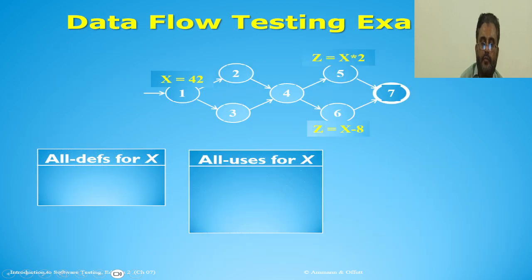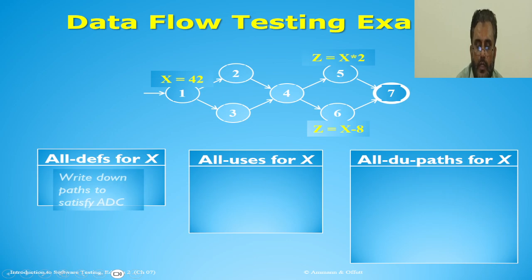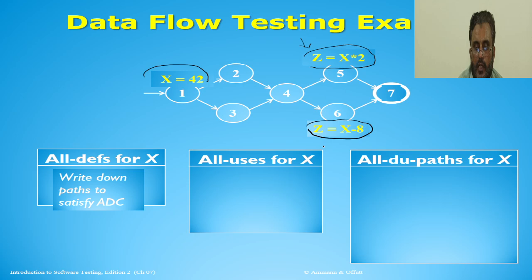So here we have a definition of X on node 1, use of X on node 5, and a definition of Z, and we also have a use of X on node 6, and here we also have a new definition of Z.